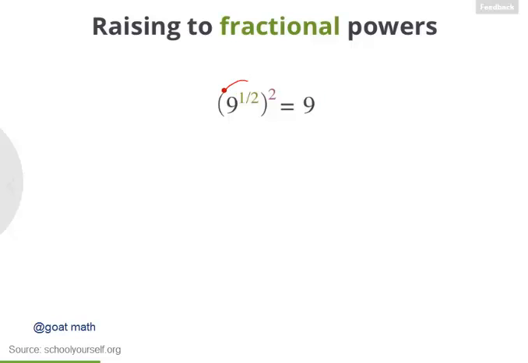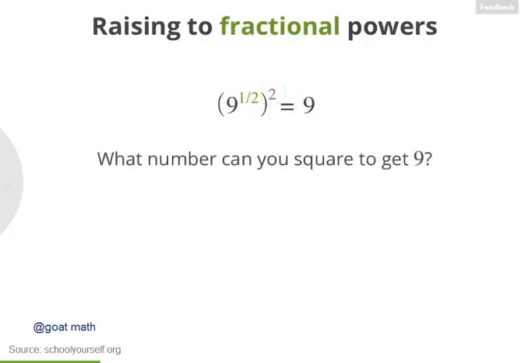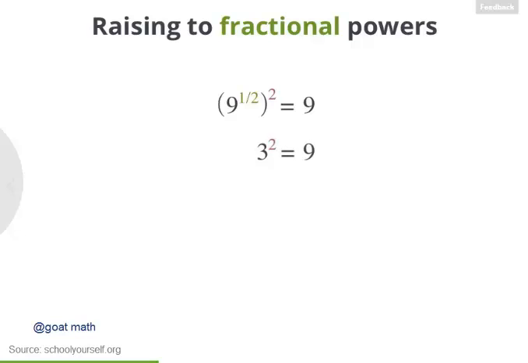Interesting. So whatever 9 to the 1/2 is, when you square it, you get 9. Now what other number can you square to get 9? Precisely, 3 squared equals 9. And that's because 3 is the square root of 9.